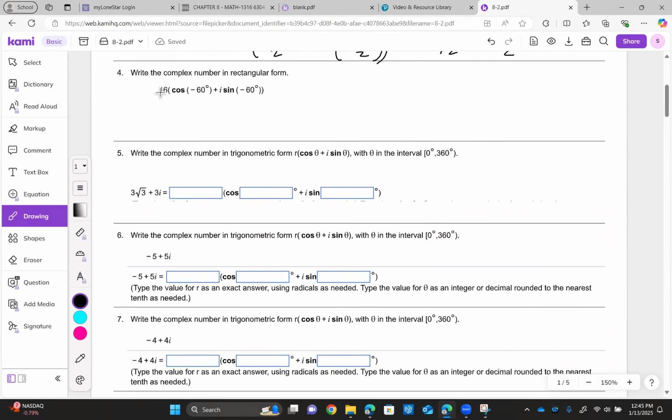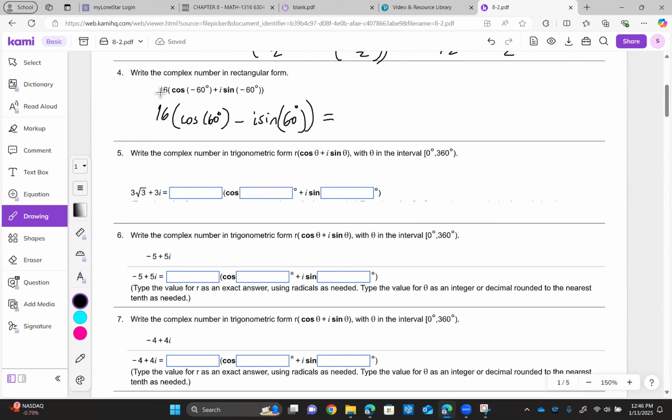We're going to write it in rectangular form. I have 16 times cosine of -60. Cosine is an even function, so this is the exact same thing as cosine of 60 degrees. I'm just going to read out the problem first. But sine is an odd function, so this negative will affect the sign before the sine function, so this will change it to i sine 60.